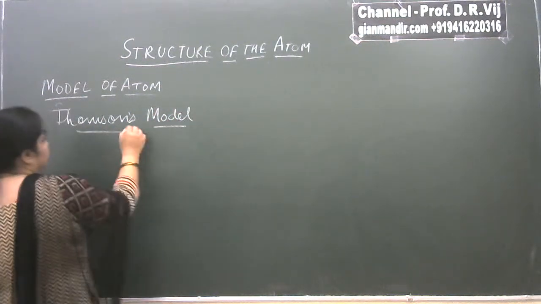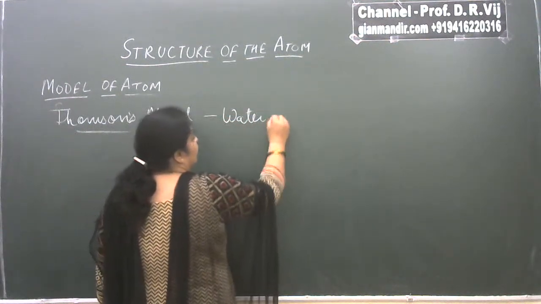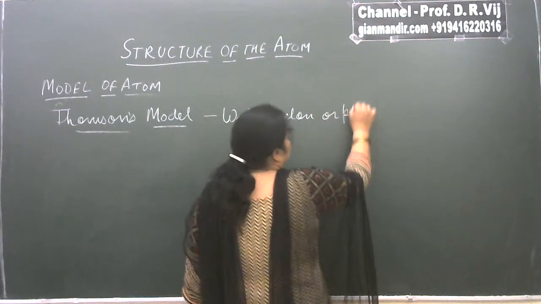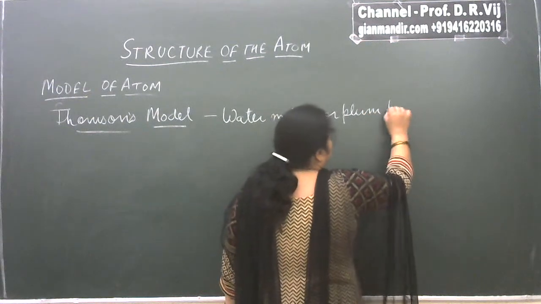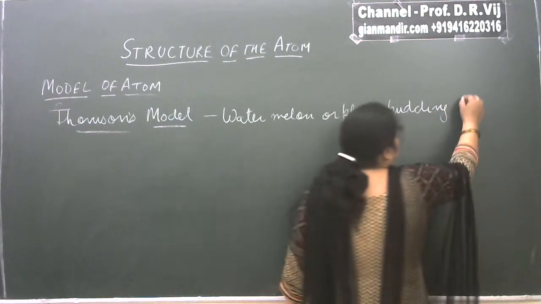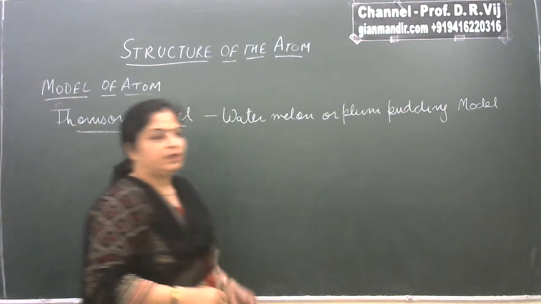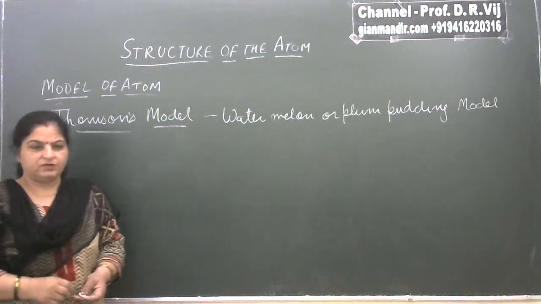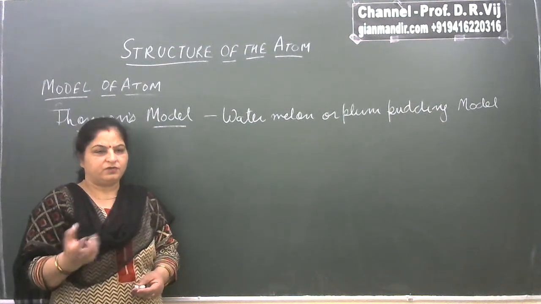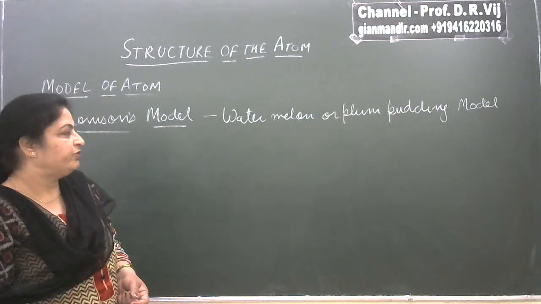Thomson's model of atom, or which is also known as the watermelon or plum pudding model of atom. So according to J.J. Thomson, the model of atom is exactly the same as the structure of a watermelon, or you can say the structure of a plum pudding or Christmas pudding.